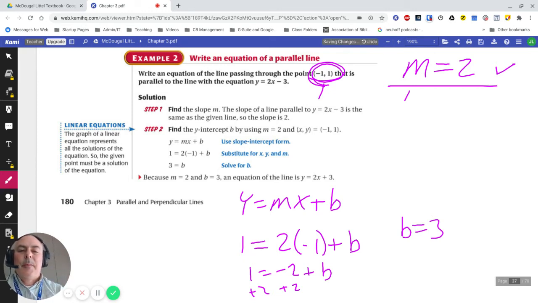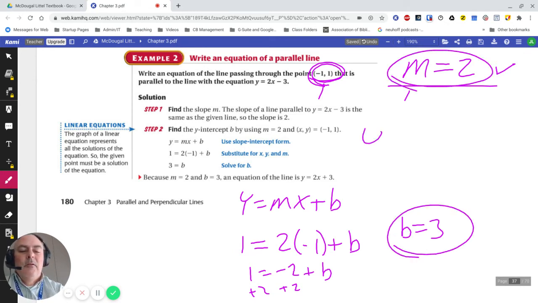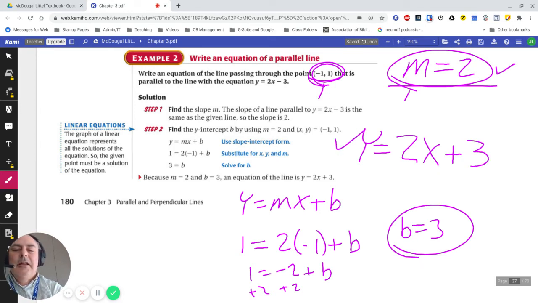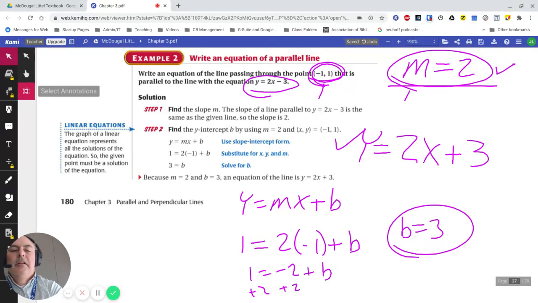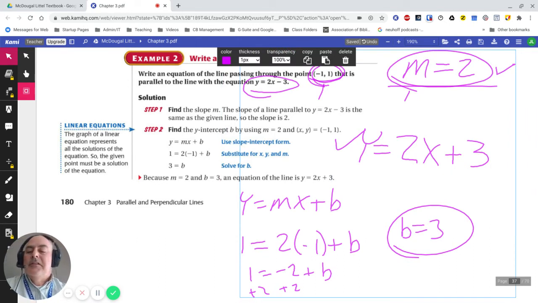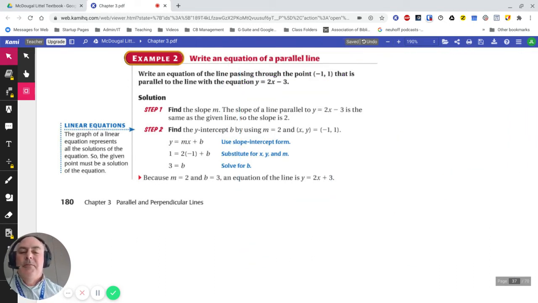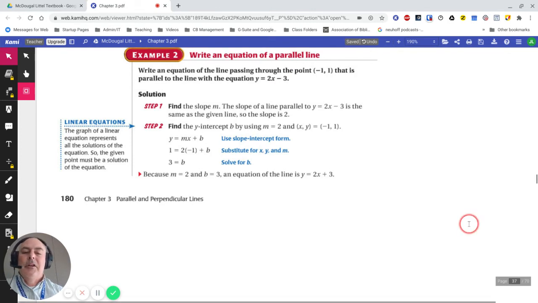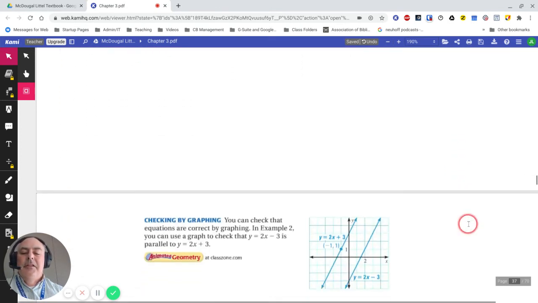Find the slope, solve for b. Now I plug this and this back into a standard equation. y equals mx plus b. That's the equation of a line parallel to this one that passes through the point -1, 1. That approach is something that I'm going to be using time and time again. Find the slope, solve for b, and then plug it into the standard equation.